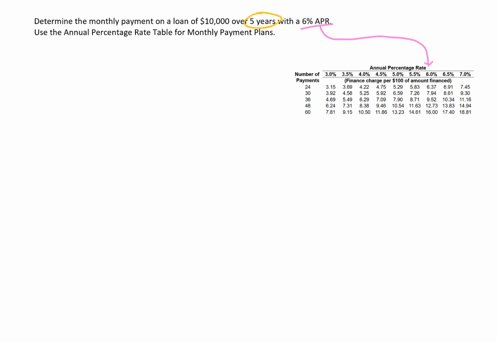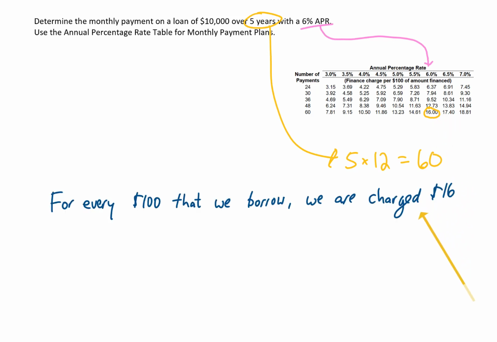Now, a 5-year loan is how many monthly payments? Well, 5 years times 12 months per year gives us 60 monthly payments. What that means is we need to be looking at this number here in the table. And what this number gives us is the finance charge for taking out this loan for every $100 that we borrow.